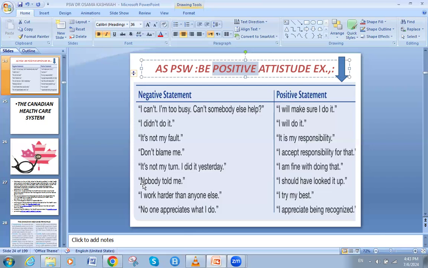Don't say, "Nobody told me." No, say, "I should have looked it up. I didn't see it actually. I didn't know about it, but I think it's my fault. I should see it by myself, not wait for someone to tell me." You should look for the things, but don't wait till someone says to you what to do.